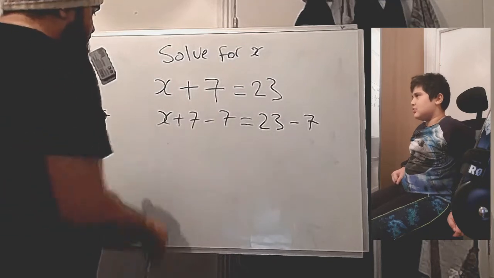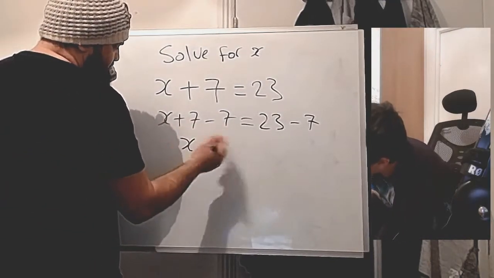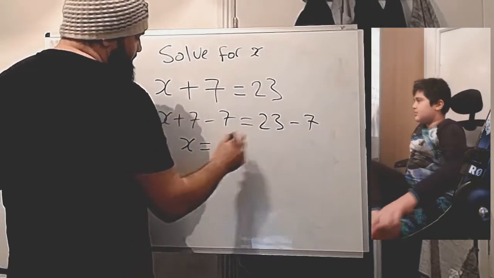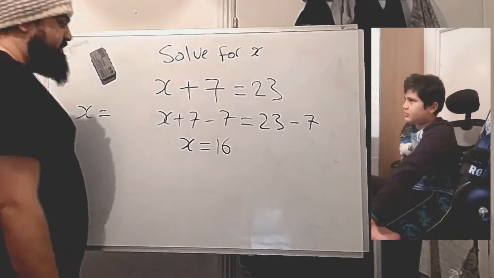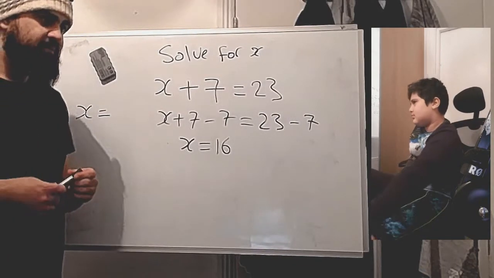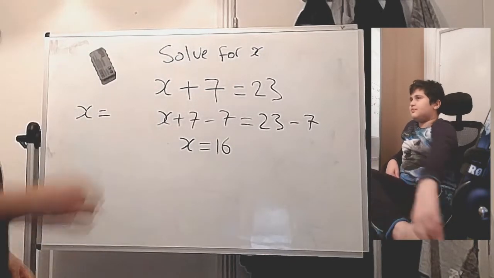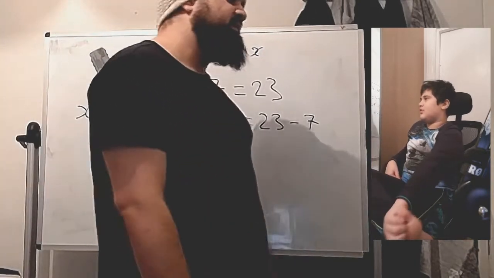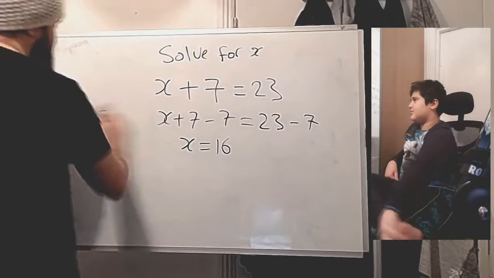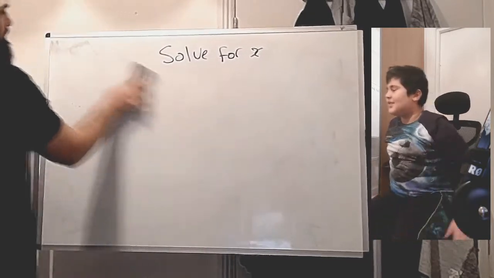It's 16. Because x plus 7 minus 7, so you just get x plus nothing. Then 23 minus 7, 16. And indeed, that's right. Okay? So then x is 16. X equals 16. We solve this how? Algebraically. Okay, awesome. Now this concept, it gets quite difficult, but let's just deal with this part for now, okay?